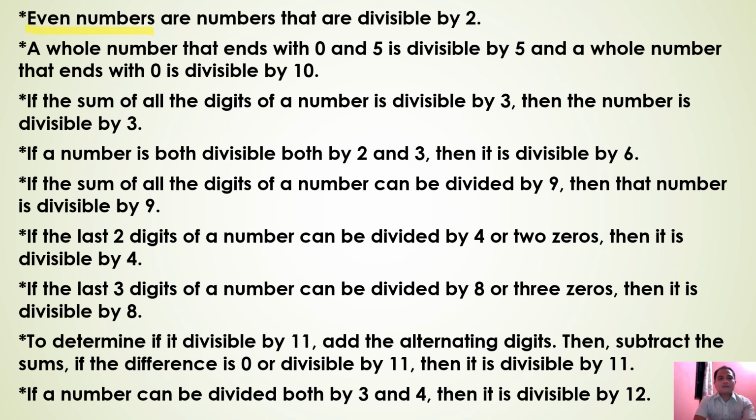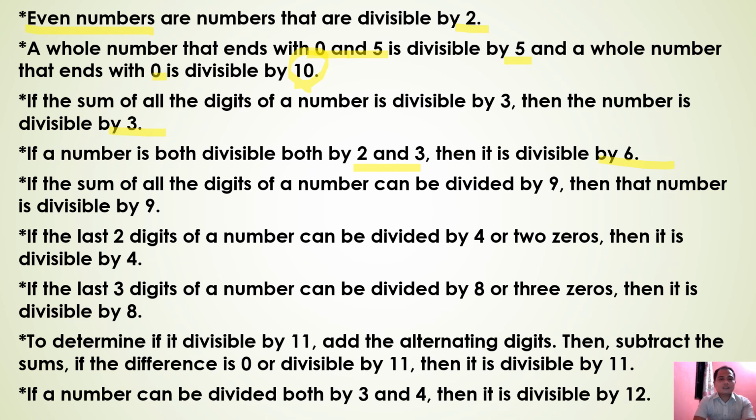Okay, before we end our discussion, remember this. Even numbers are numbers that are divisible by 2. Okay? Next one, a whole number that ends with 0 and 5 are divisible by 5. And if a number ends with 0, it is divisible by 10. Okay? And next one, if the sum of all the digits is divisible by 3, then the number is divisible by 3. Next one, if a number is both divisible by 2 and 3, it is also divisible by 6.